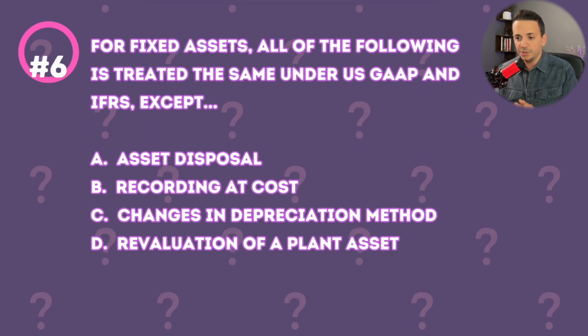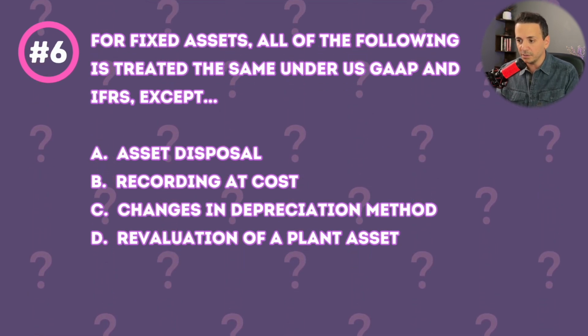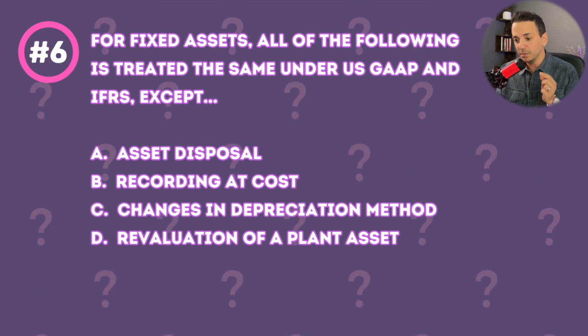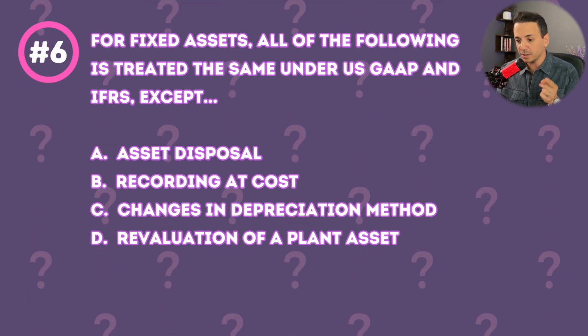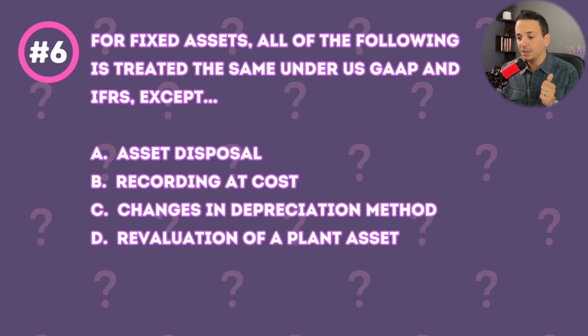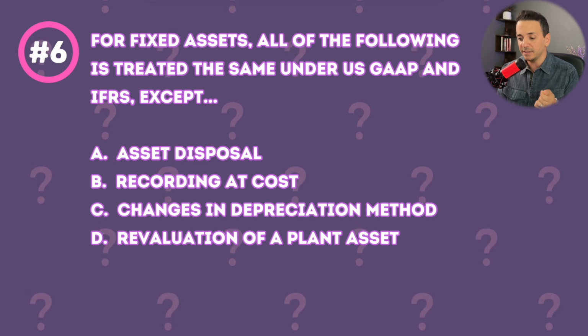All right. Question number 6. For fixed assets, all of the following is treated the same under US GAAP and IFRS, except A, asset disposal, B, recording at cost, C, changes in depreciation method, and D, revaluation of a plant asset. Okay, let's begin a 10-second counter.